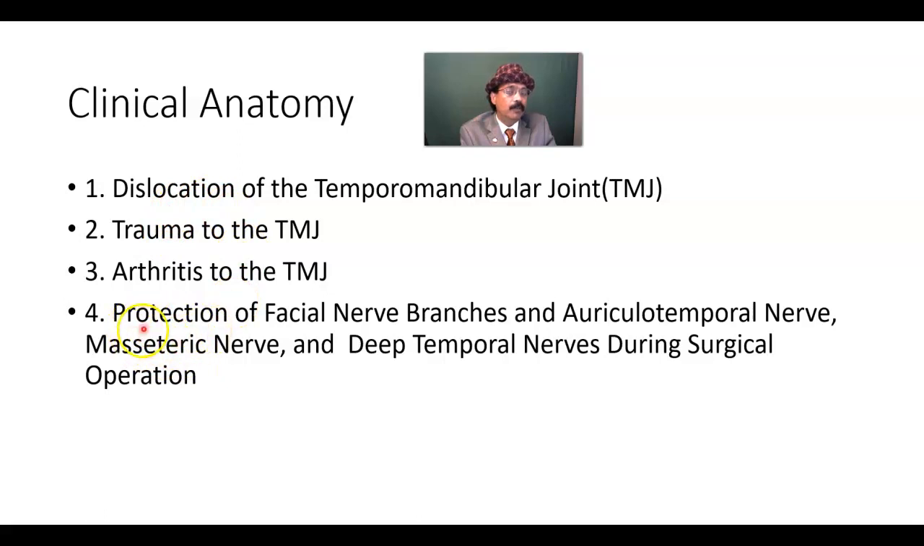We also have to remember some clinical anatomy, especially for the surgeon when they do surgery. Protection of the facial nerve is important, because the facial nerve branches inside the substance of the parotid gland. It comes out through the stylomastoid foramen, so it may be involved in any type of trauma or surgery of the temporomandibular joint. And the auriculotemporal nerve, masseteric nerve, and deep temporal nerve, these are branches of the mandibular nerve that should be protected by the surgeon during surgical operation.